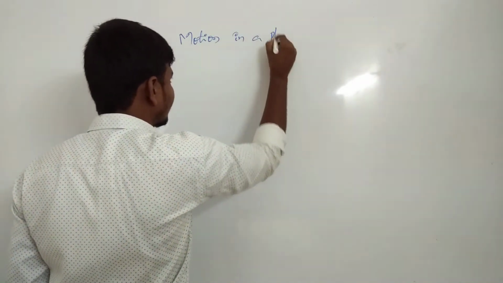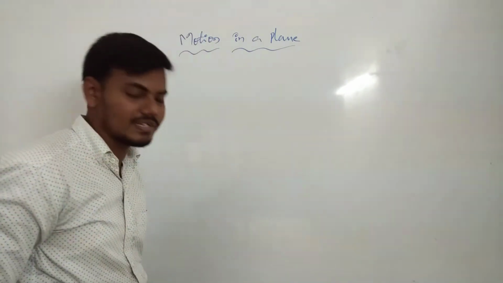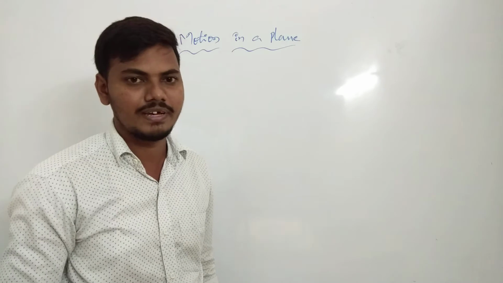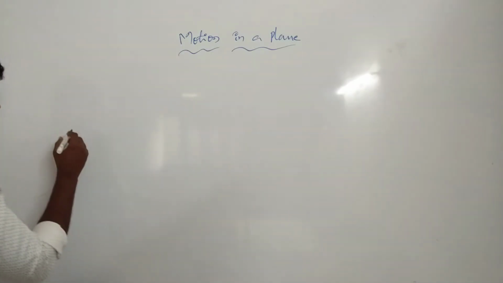Motion in a plane. This is our chapter. Previously, we introduced the parallelogram statement, and we explained it only for magnitude.